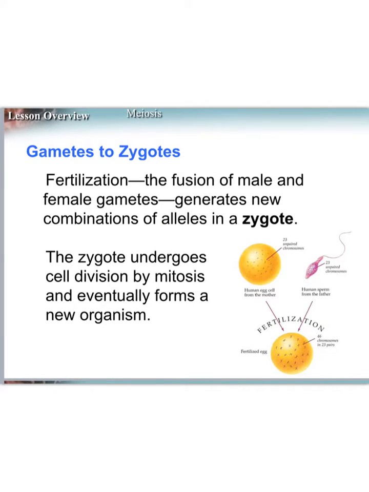Fertilization, the fusion of male and female gametes, generates new combinations of alleles in a zygote. The zygote undergoes cell division by mitosis and eventually forms a new organism.